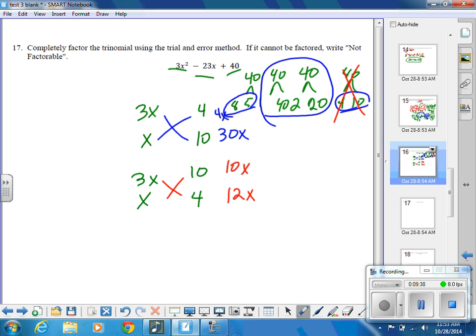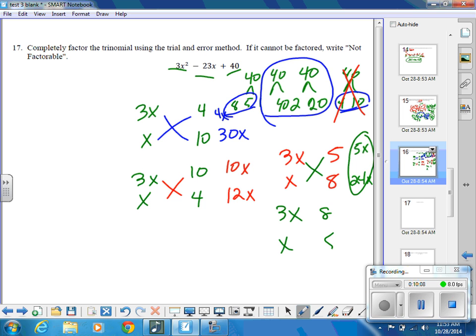It's time to move on to 8 and 5, okay? So in this case, I'm going to do 3x and x, and I'm going to do 5, and I'm going to do 8. So I crisscross multiplying, and I get 5x, and I get 24x, and it's really close. That's really close to 23 when it comes to adding or subtracting these, but it's still not on the ball. So let's switch the spots: 3x, x, 8 and 5, and crisscross.